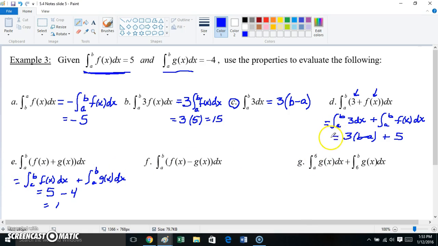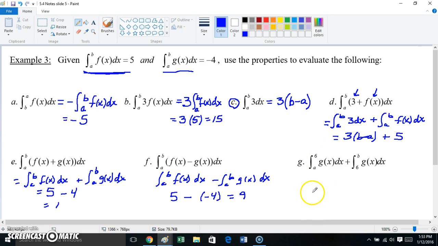Okay, letter F. Here we have the difference of f of x minus g of x on the integral from a to b. So we're looking at the integral from a to b of f of x dx minus the integral from a to b of g of x dx. Using the known quantities, we have 5 minus negative 4, or 9.